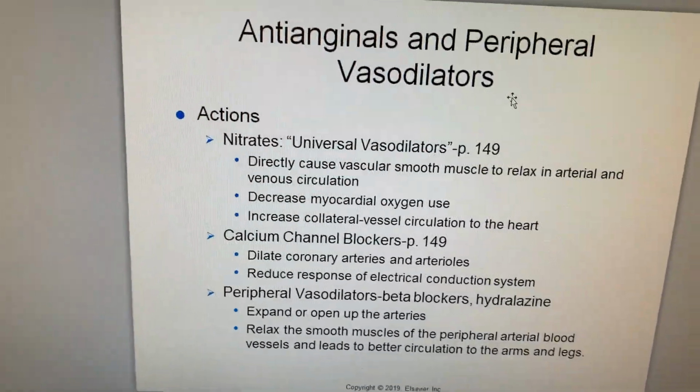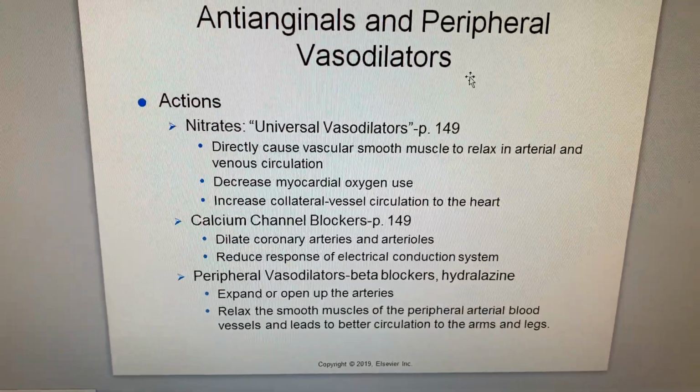Then we have peripheral vasodilators. Let me stop here.